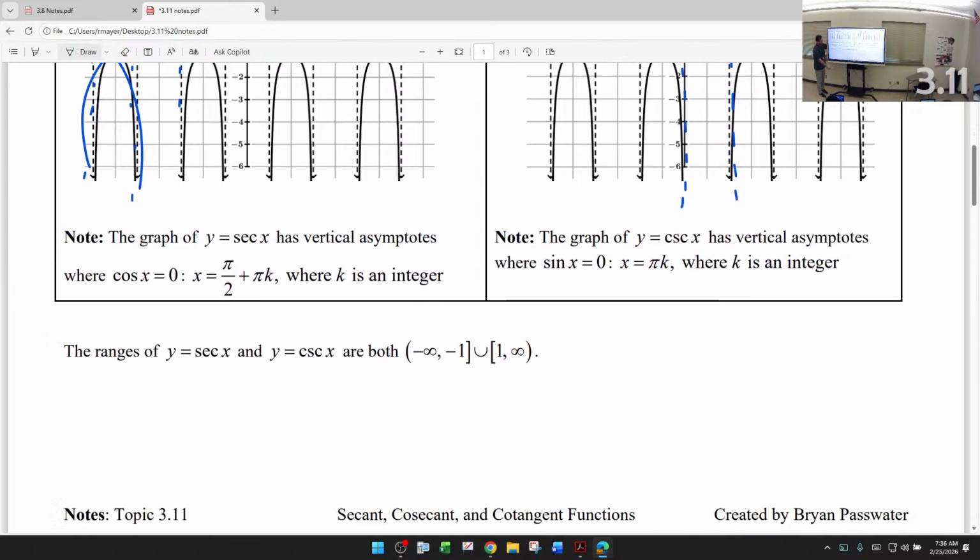Note, the graph of secant has vertical asymptotes where cosine equals 0, pi over 2, and then they add pi k to that. Every pi k is an asymptote. I know, I confused you now really bad. I think I got one way up here, but you can put it wherever you need to.